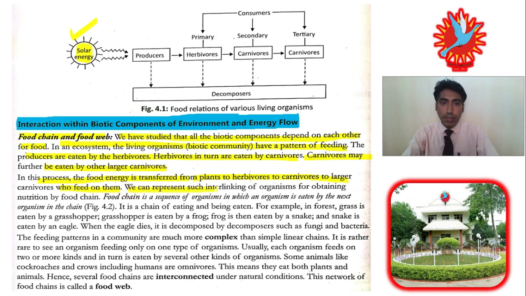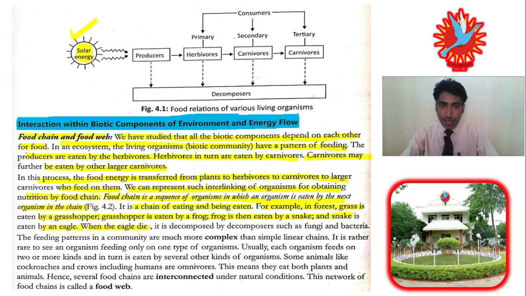We can represent such interlinking of organisms for obtaining nutrition by a food chain. A food chain is a sequence of organisms in which an organism is eaten by the next organism in the chain. So it is a chain of eating and being eaten. For example, in a forest, grass is eaten by grasshopper. Grasshopper is eaten by frog. Frog is then eaten by a snake. A snake is eaten by an eagle.